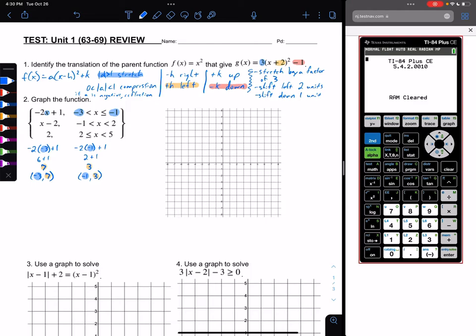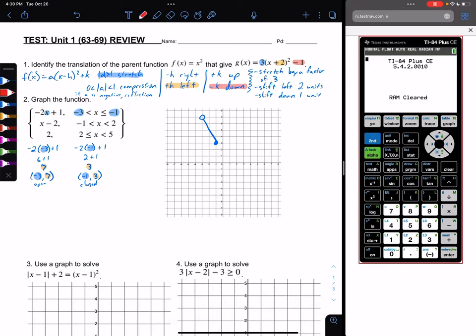Now you need to decide whether open or closed circles. Open or closed circles are dependent on these inequality symbols here. That first one is going to be an open circle. The second one's going to be closed. So make a little note. Open, because it's just less than. This one is less than or equal to, so this is going to be a closed circle. So at negative 3, 7, I'm going to put an open circle. Negative 1, 3, I'm going to put a closed circle. And then play connect the dots.